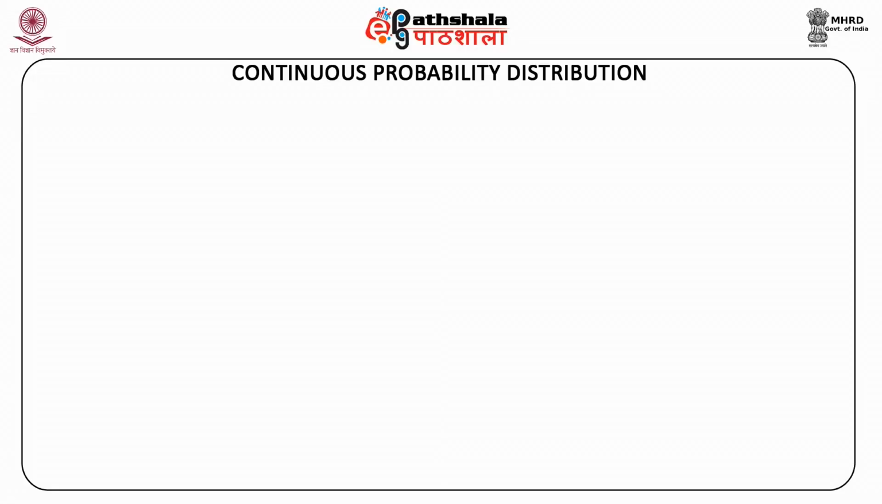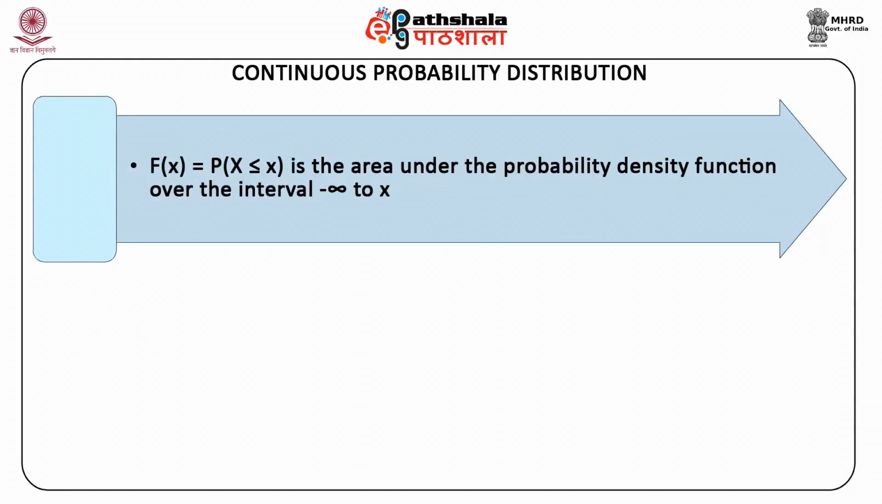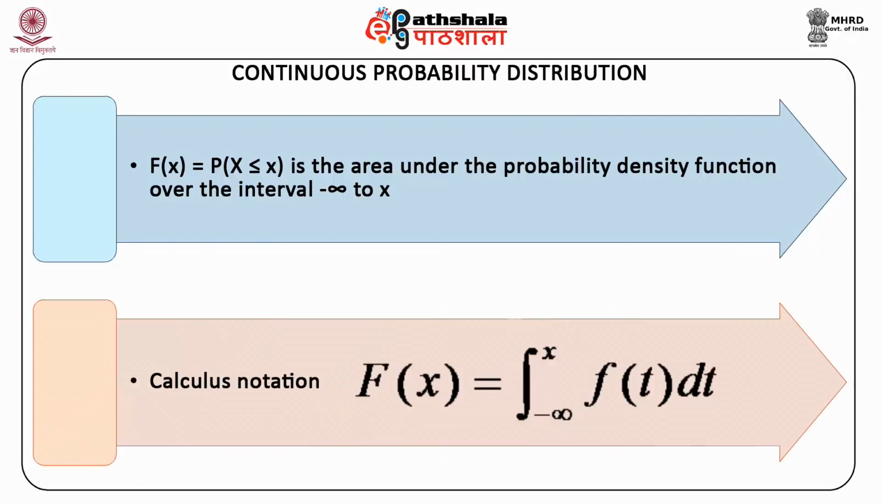Let's now move on to distribution function under continuous probability distribution. The distribution function denoted by F(x) is the probability that a random variable with the probability density f(x) takes on a value less than or equal to x. Thus, for any value x, F(x) is equal to probability of capital X less than or equal to small x, which is the area under the probability density function over the interval minus infinity to x.